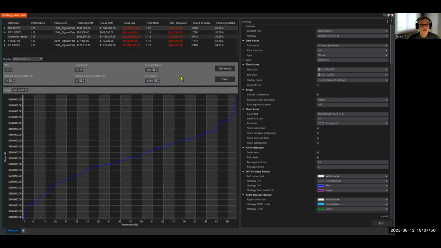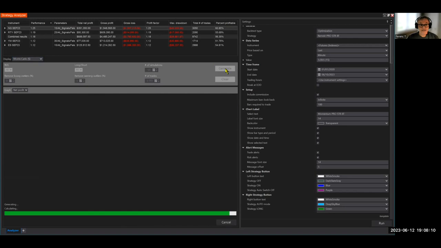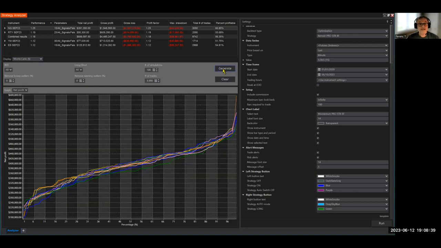Let's see. Now, this is one random order of these 3,000 trades. There's another random order of these 3,050 trades. And again, and again, and again, and I can keep pressing these. They are kind of similar.